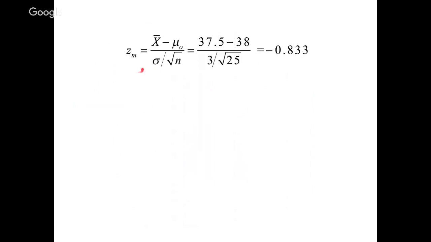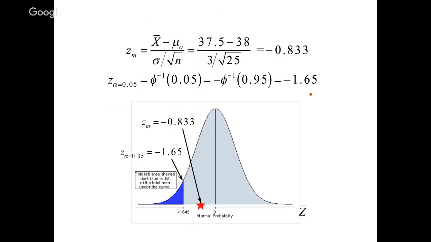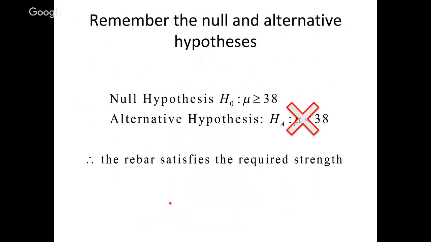And so remember, our measured z statistic is minus 0.833. Our critical value is minus 1.65. So basically, when we plot those together, we see that our measured value falls within the region where we were not going to reject the null hypothesis. It isn't in this blue region here. And so therefore, we conclude that the alternative hypothesis that the population mean is less than 38 can be rejected at the 5% significance level.